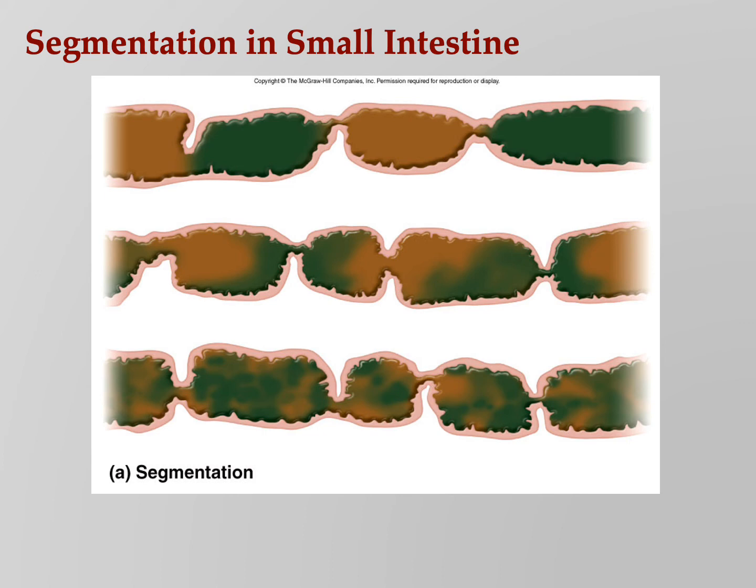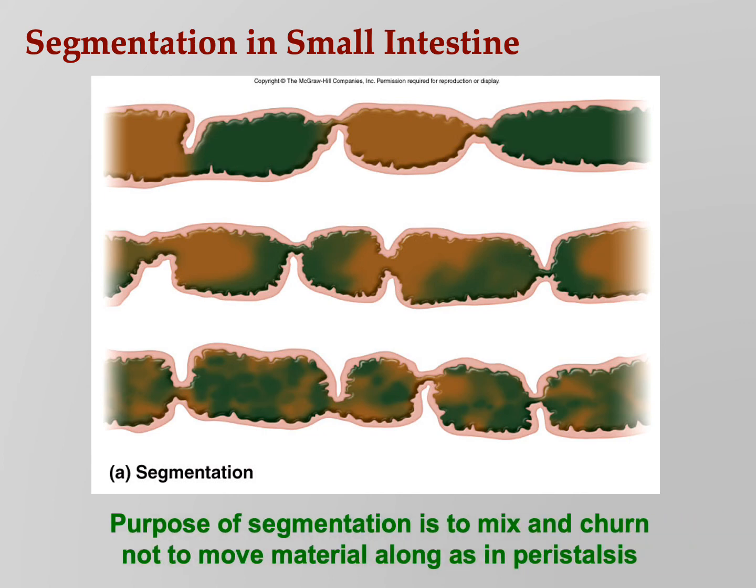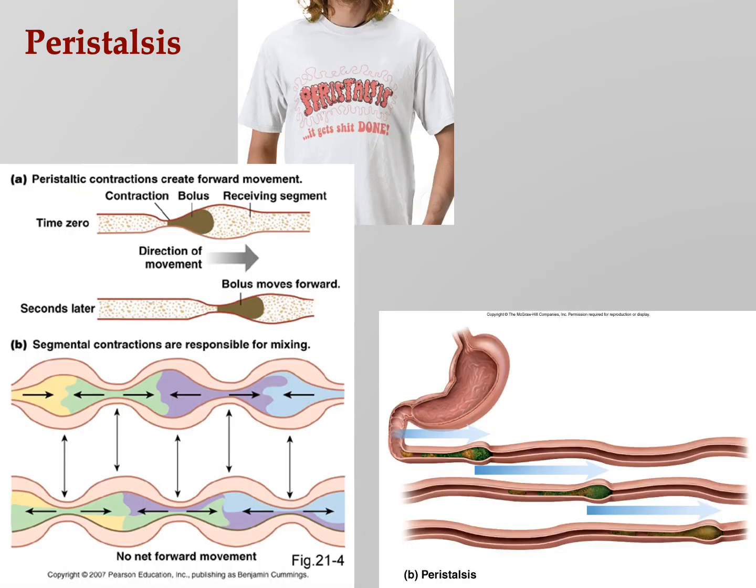There you see segmentation, all right? The circular muscle, squishing it up. Purpose of segmentation is to mix and churn, not to move the material along. That's peristalsis. And here is peristalsis.